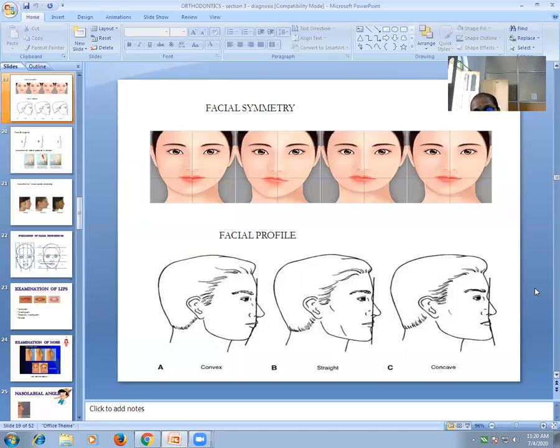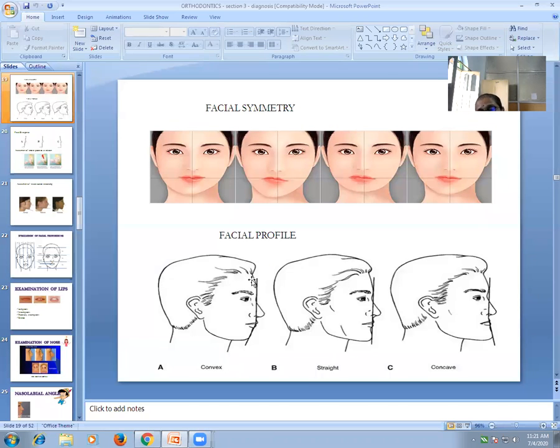So, coming to the most important thing of the case history, the facial profile. What is a facial profile? When you inspect the patient laterally, that is the lateral profile of the patient. This facial profile is divided as convex, straight, and concave.